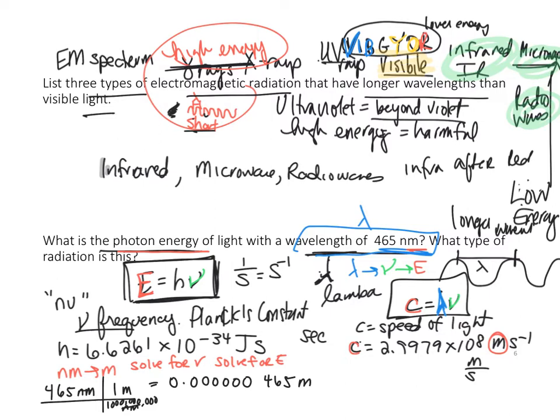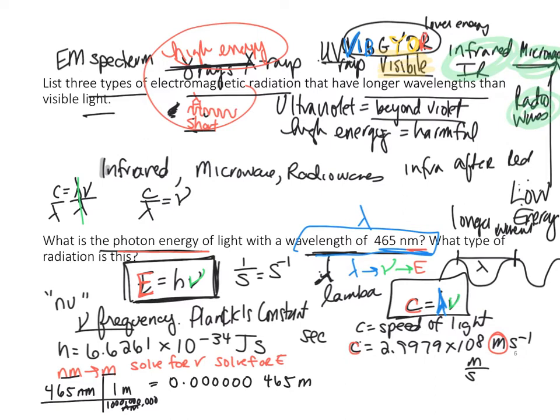Okay, so now I have meters. I've done that. Now I can put it in this equation and solve for nu. So I have c equals lambda nu. I have to isolate the variable nu. So how is it connected to lambda? Multiplication. So I'm going to have to divide both sides by lambda, the wavelength, to get those to cancel out. And then now I have c divided by lambda equals nu.